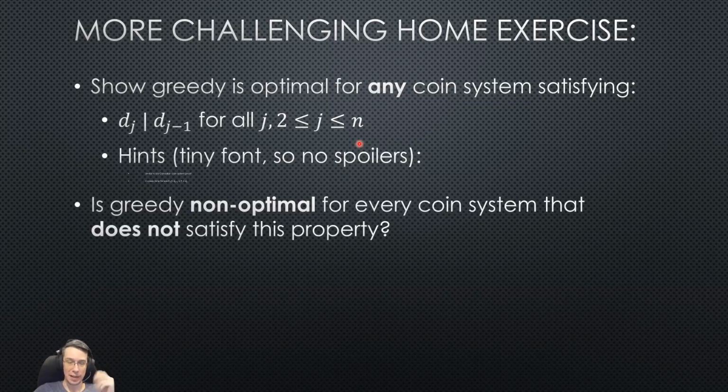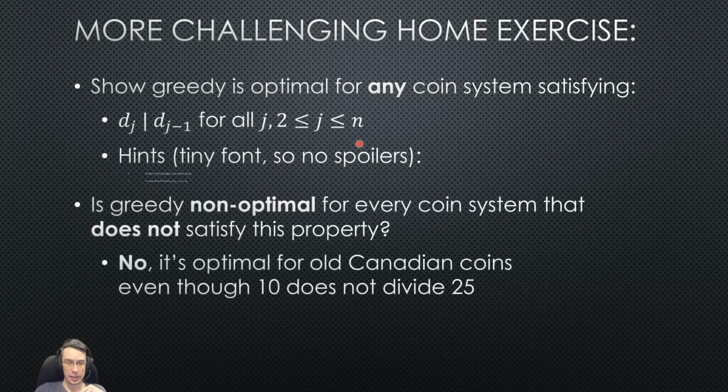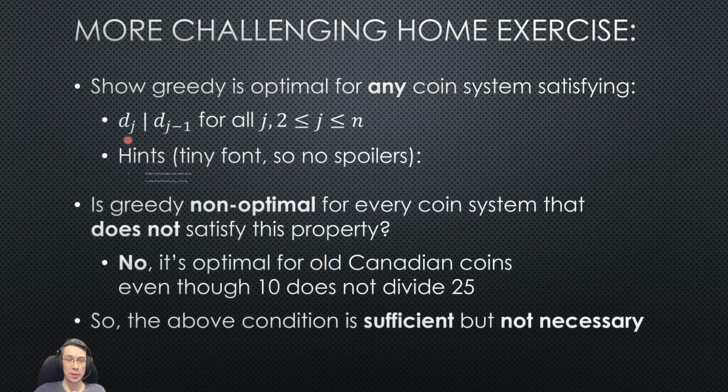Okay, so I'm going to assume that you've answered that if you wanted to. The answer is no, it's actually not true that this is necessary. Because if you think about the old Canadian coin system, if d_j is 25, then d_{j+1} is 10, and 25 is not divisible by 10. And yet, the old Canadian coin system is optimal for the greedy algorithm. So this is a sufficient but not necessary condition. And I don't know what the necessary condition is. If you're curious, you might have to dig that up for yourself online.